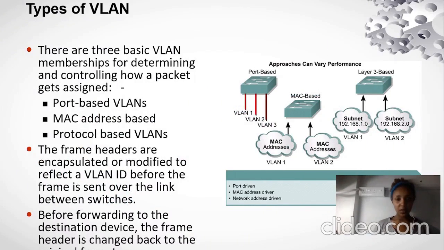Now we have come to the types of VLANs. They can be divided into three. The first one is port-based VLAN, the second one is MAC address-based VLAN, and the third one is protocol-based or network address-driven VLAN. The frame headers are encapsulated or modified to reflect the VLAN ID before the frame is sent over a link between the switches. Before forwarding to the destination device, the frame header is changed back to the original.